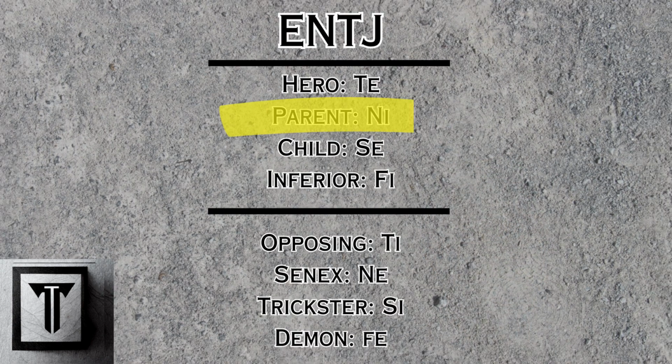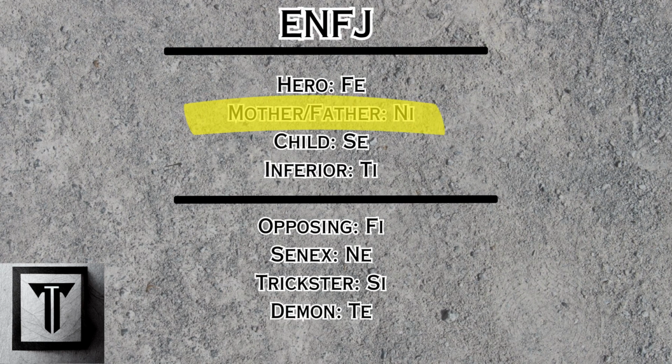All right, so 2 types have each of the function and each of the archetypal cognitive attitude slot, you can say. So for NI parent, NI mother father, whatever you like to call it, the first type is the ENTJ. The next type with NI mother father is the ENFJ. A lot like the ENTJ, just a lot lighter with the FE rather than the TE, which I'll talk about more in the next video.